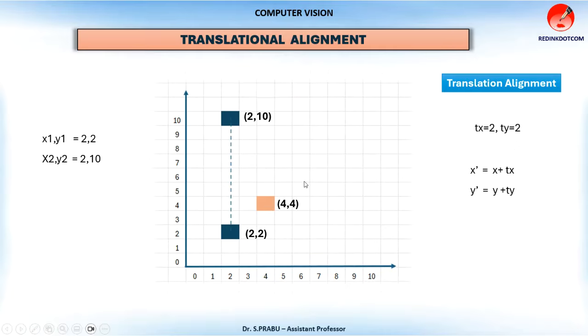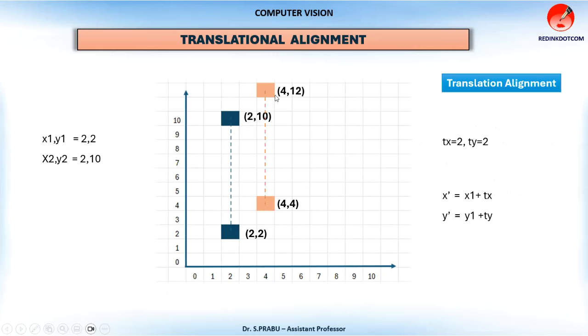In the same way, you can apply the endpoint of the straight line to this formula. You get 4, 12. You can connect these two points. So now you are able to shift the original position of the line to the new position. This is called translation alignment. Suppose this is a 3D object. You should have the z coordinate values also. So the translation vector looks like this.